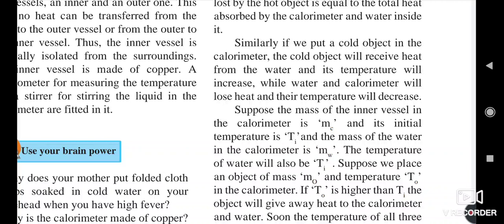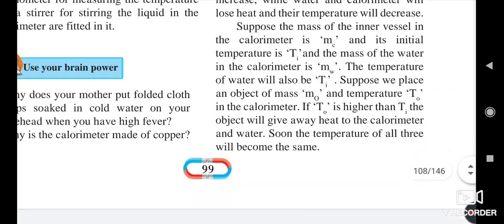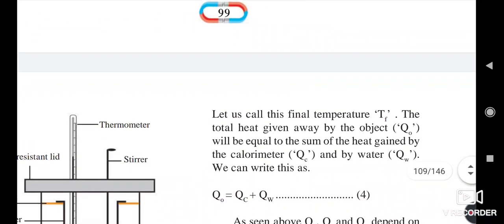Suppose we place an object of mass m and temperature T in the calorimeter. If the temperature of the object is higher than the initial temperature, the object will give away heat to the calorimeter and water. Soon the temperature of all the three will become the same.